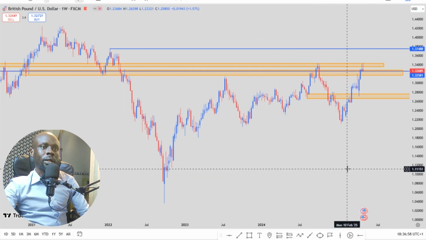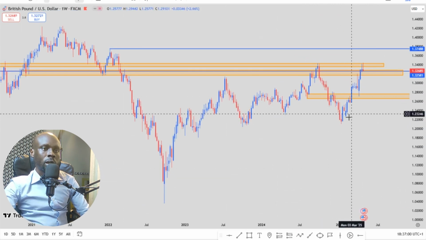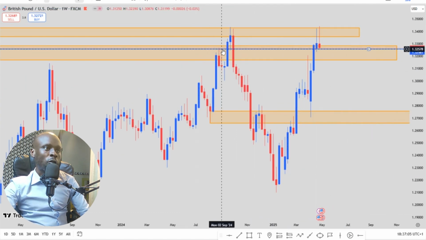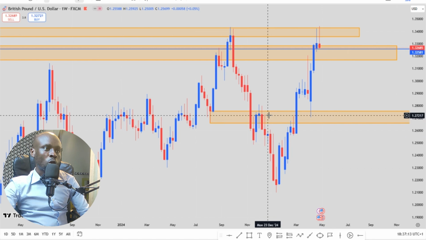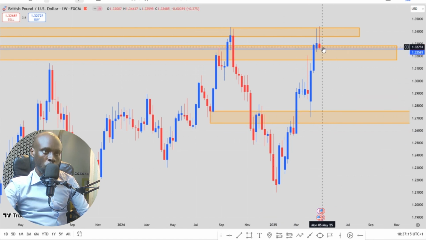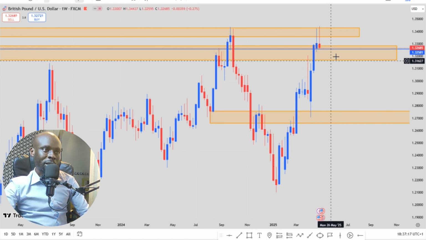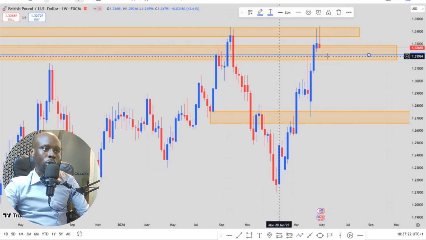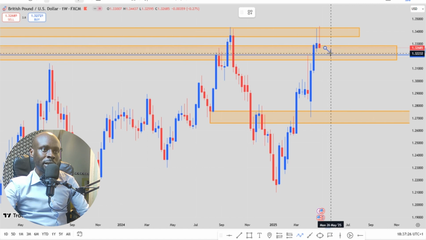So let's look at our next pair, which is the Great British Pounds USD. Great British Pounds USD on my weekly chart failed to close below this support level. So long as price failed to close below the support level, we expect the Great British Pounds USD to resume uptrend from this level. So we might be seeing price reversal back to this next support level before we look out to our buying opportunity, which we expect price to retest this level.